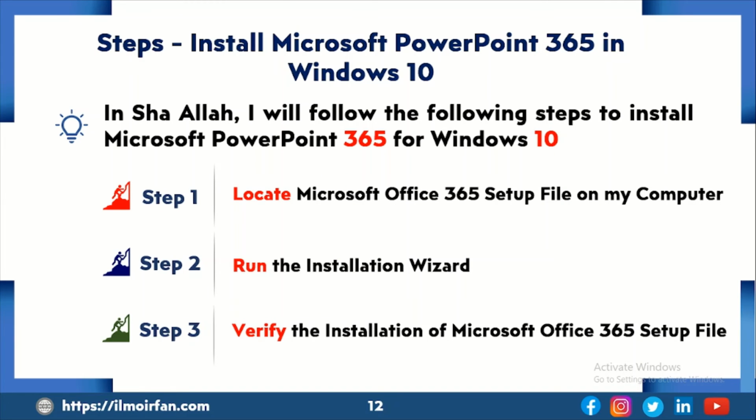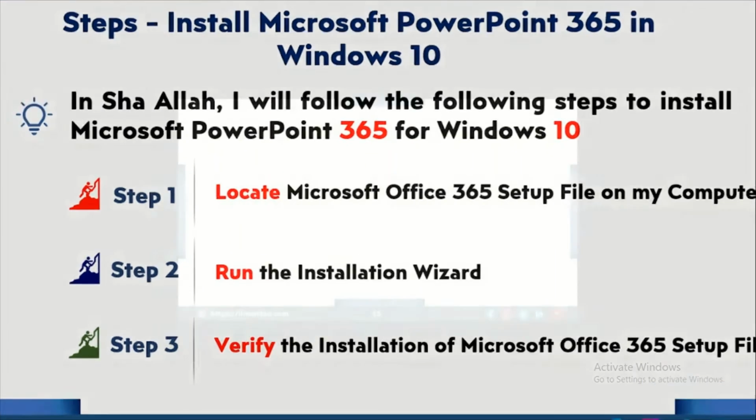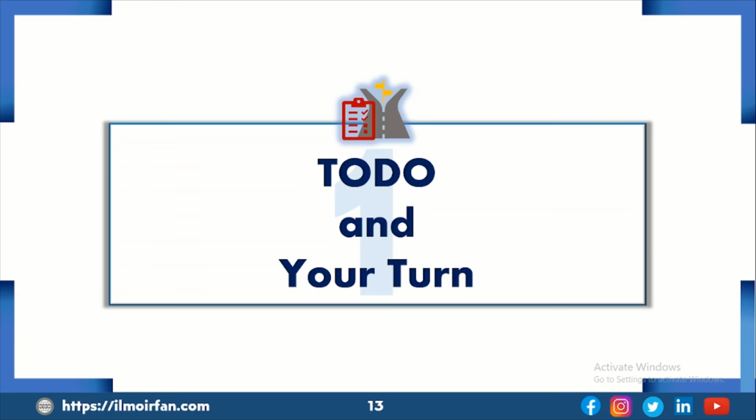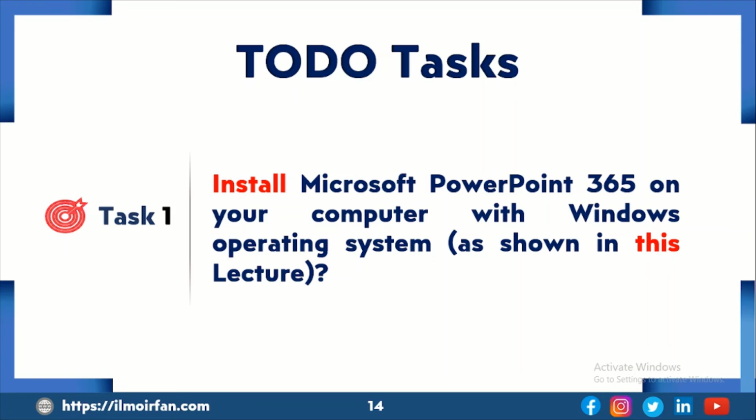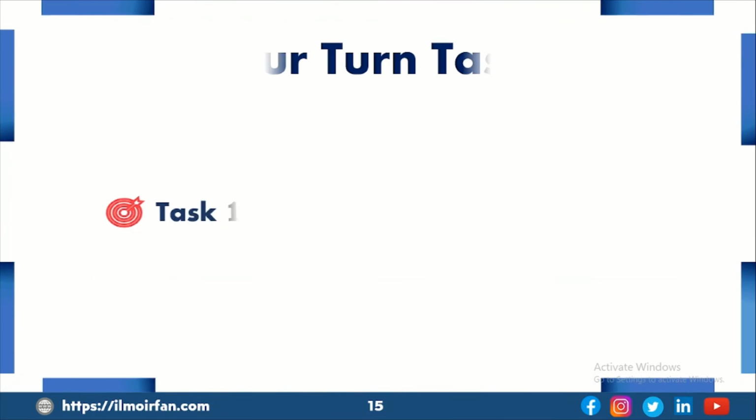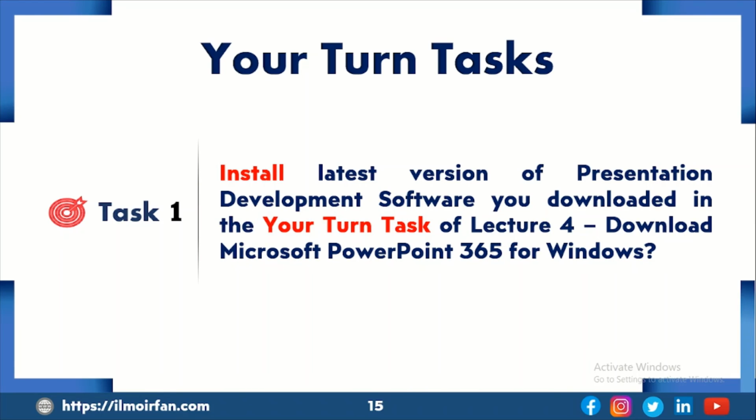To summarize, I used a three-step process to completely and correctly install Microsoft PowerPoint 365 in Windows 10. To do and your turn task. To do task is install Microsoft PowerPoint 365 on your computer with Windows operating system as shown in this lecture. Your turn task is install the latest version of presentation development software you downloaded in your turn task of lecture 4, download Microsoft PowerPoint 365 for Windows.